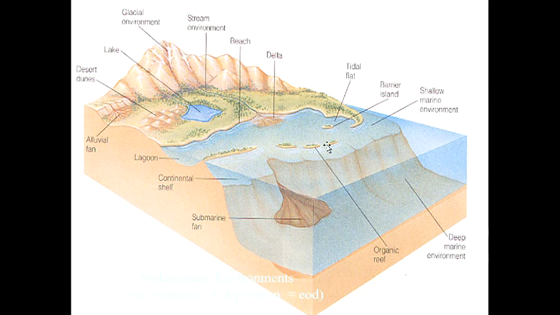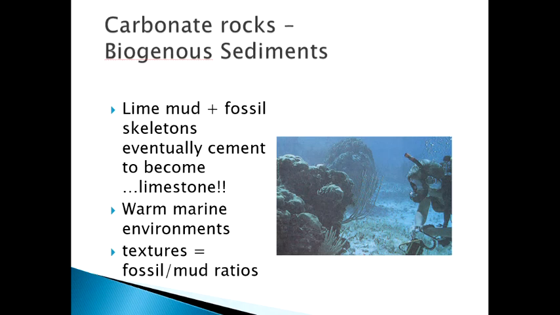Now you do have places near to the shore, like this organic reef, where you have an abundance of biogenous sedimentation up here in this normally terrigenous area. They are mostly carbonate rocks. Carbonate rocks are like what's shown there. They are a mixture of lime mud and fossil skeletons cemented up, and it becomes the rock most of you know, limestone.